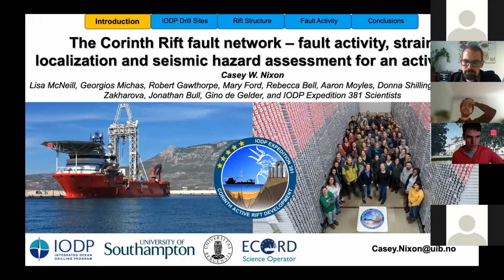But the work that I'm presenting today is an amalgamation of a huge effort from numerous collaborators that have been involved in the recent IODP Expedition 381, which set sail in 2017 to drill the syn-rift sediments in the offshore Corinth Rift. So I will also introduce some of the key data that the IODP expedition produced, because that has been used quite a lot in measuring and quantifying the fault activity throughout the rift.